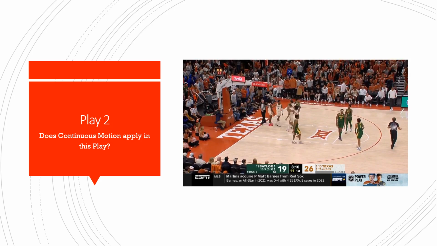For those of you out there, you're going to hear on the floor on almost any television broadcast of a basketball game or any radio, aka audio broadcast of a basketball game. On the floor is kind of a slang for referencing that our ball handling dribbler was not in the act of shooting. Nevertheless, does continuous motion apply in this play?